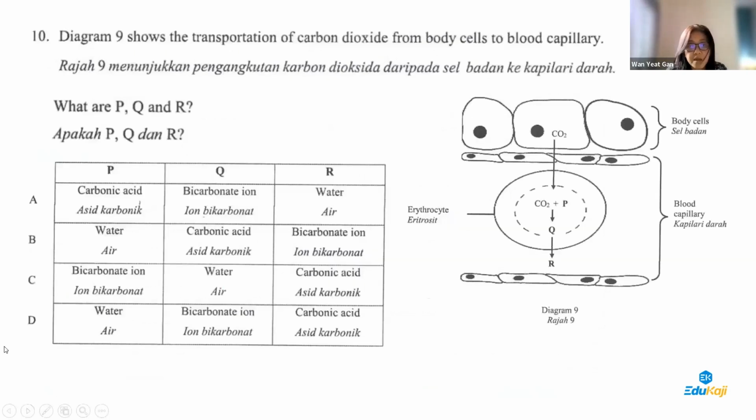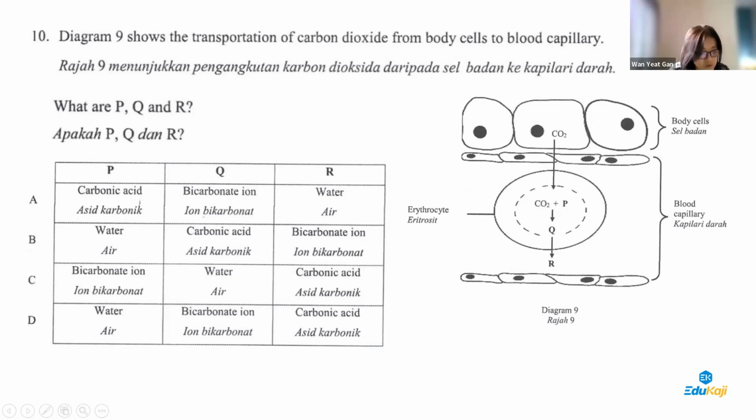Question 10. Diagram 9 shows the transportation of carbon dioxide from body cell to blood capillary. What are P, Q, and R? So from body cell to blood capillary, the carbon dioxide diffuses into the red blood cell and then combines with P to form Q, and then Q diffuses out into the blood plasma to be transported back to the lungs.